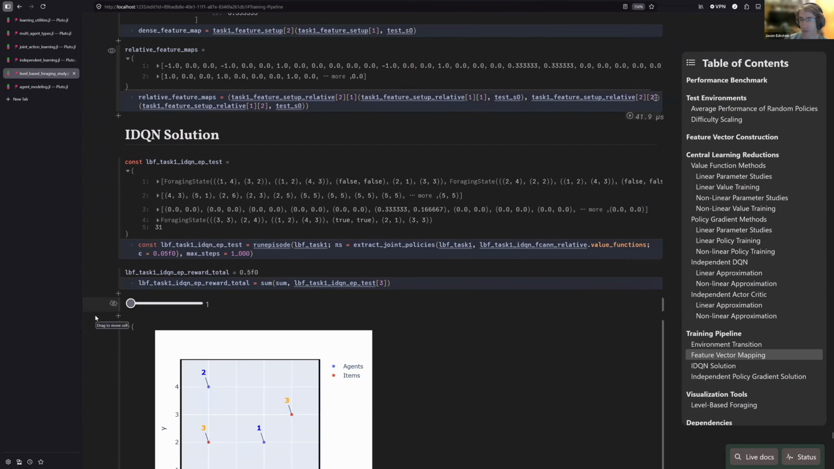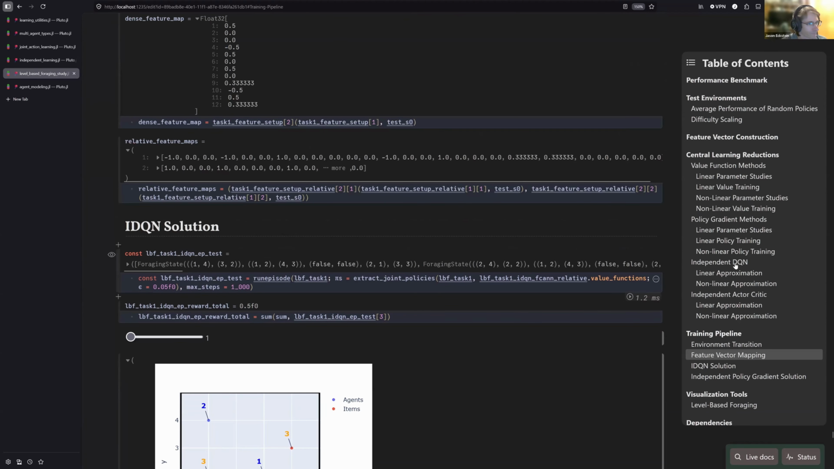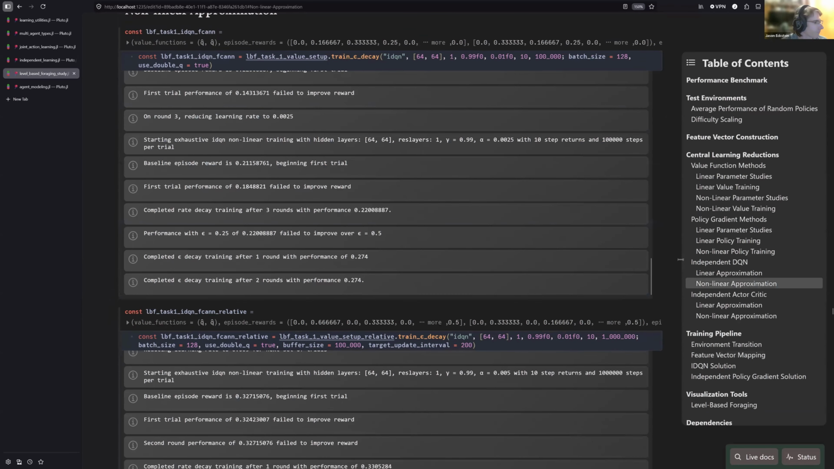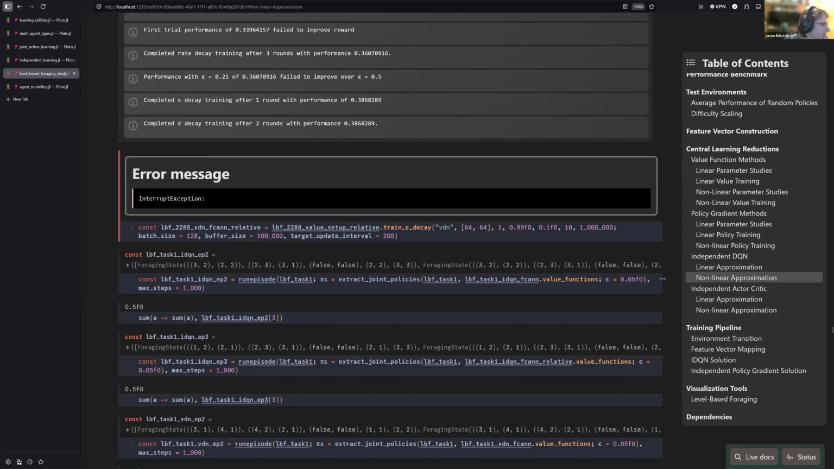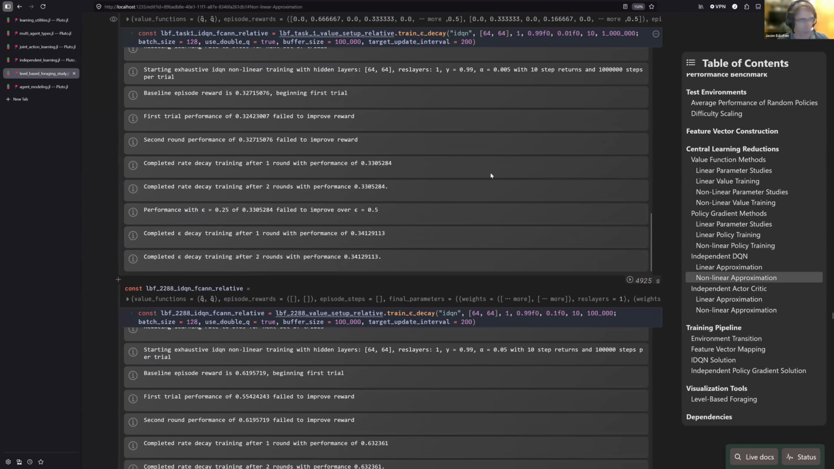So now this is an example of an IDQN solution that we can see here. This is the sum of the reward over an episode. So if you go back up here, here are some examples of training IDQN on this task. Here's a training run, and it ends with this reward performance of 0.34. Now, if it succeeds at everything, it should be 1, right? So 0.34, clearly this is not entirely successful.